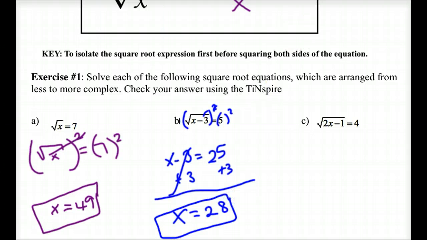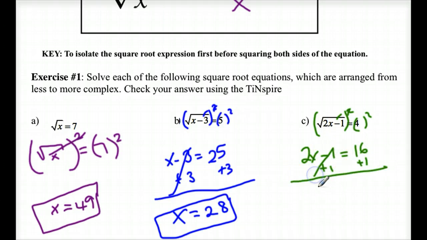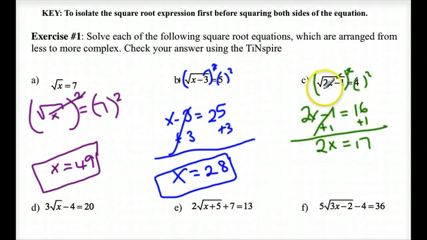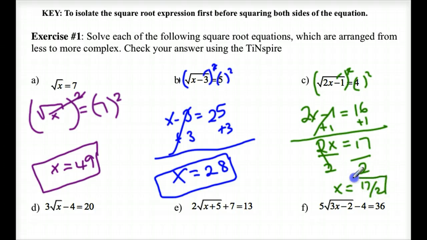There you go. What about one more here? So we had a simple one-step, two-step. Now let's look at this. First thing, square both sides. The square root and the square cancel. 2x minus 1 is equal to 4 squared, which is 16. Add 1 to both sides because I want to get x by itself. 2x is equal to 17. And how do you get x by itself? Divide both sides by 2. x is equal to 17 over 2. And that's my final answer.